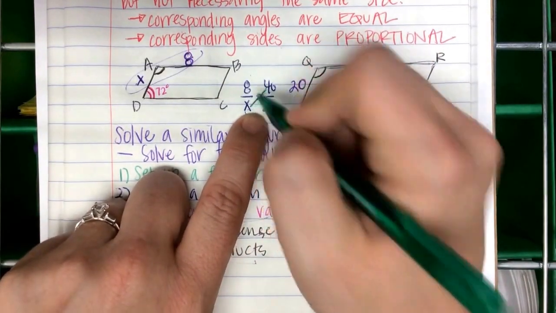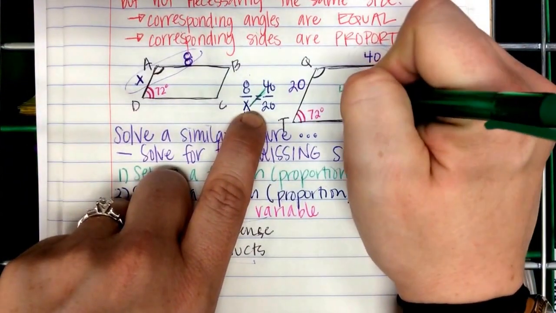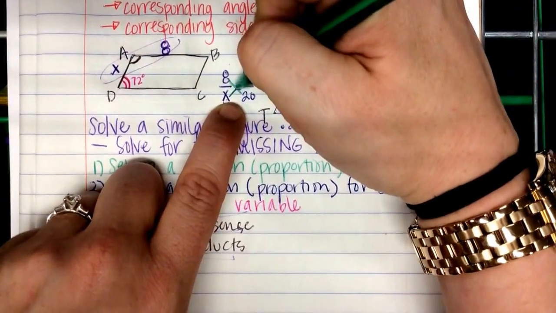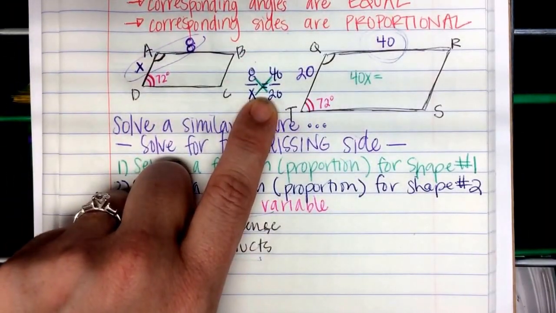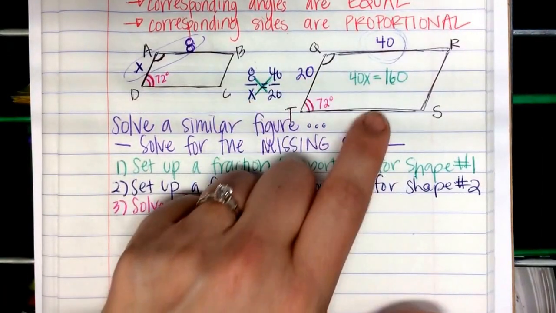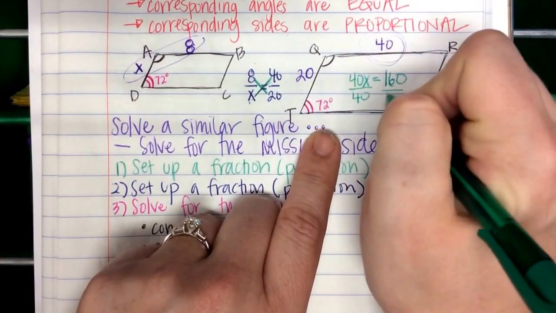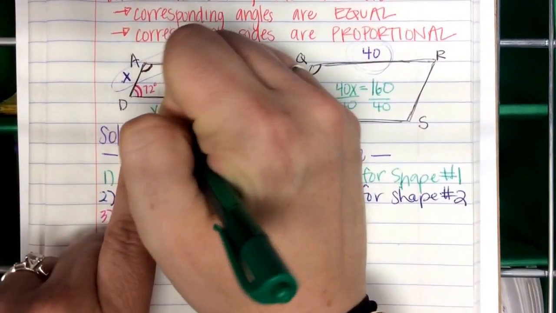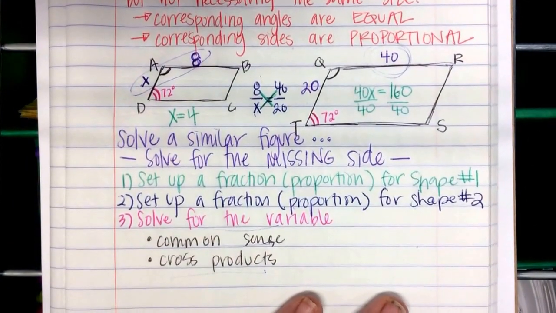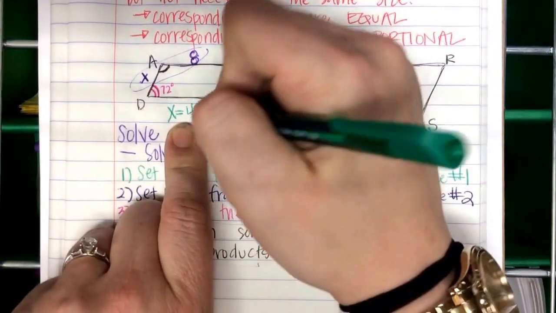Or you can cross product. What's x times 40? I'm going to write it inside the shape because I don't have enough room. 40x equals, what's 8 times 20? 160. Now what do I do? Divide by 40. What does x equal? 4. If I was going to put a label on this, it's 4 what? Units.